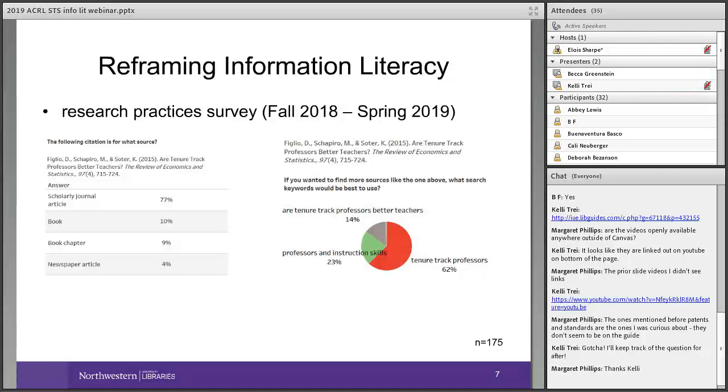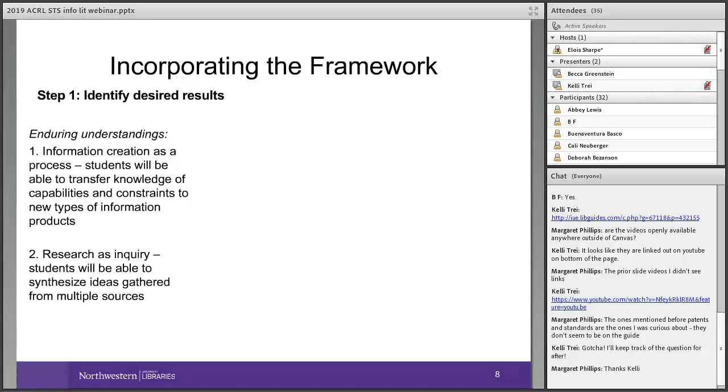So those results will hopefully be interesting. All right. So the last section of the talk will be about incorporating the framework. A group of us here at Northwestern went to an ACRL framework conference put on by Carly, which is our academic library group. So this was about both using the framework and instructional design.